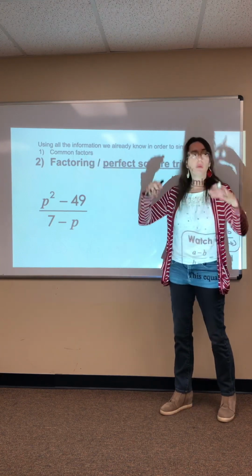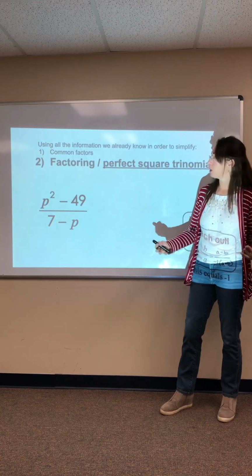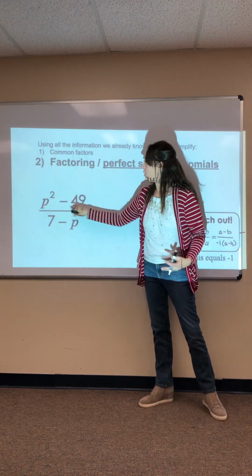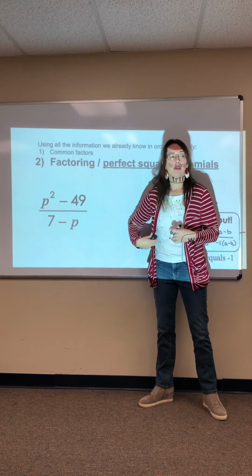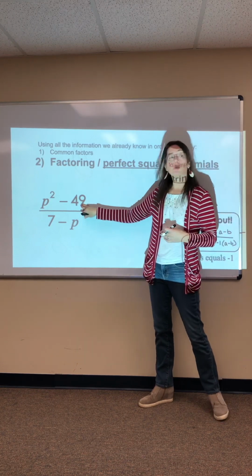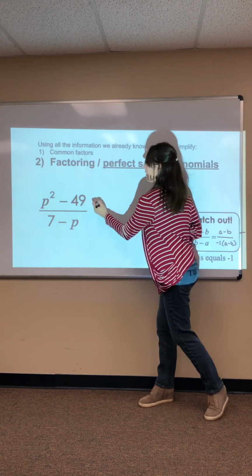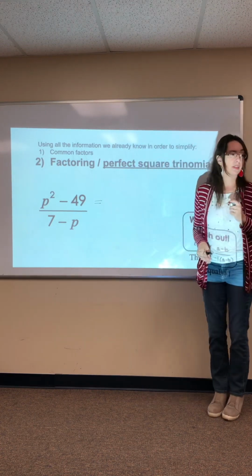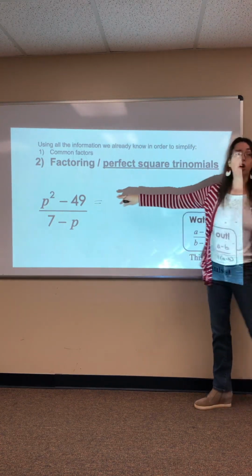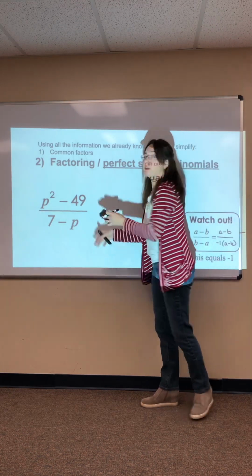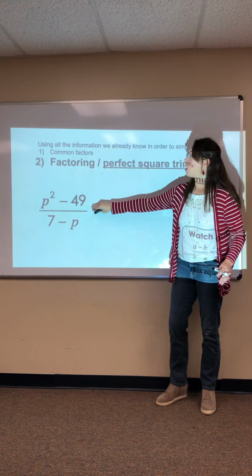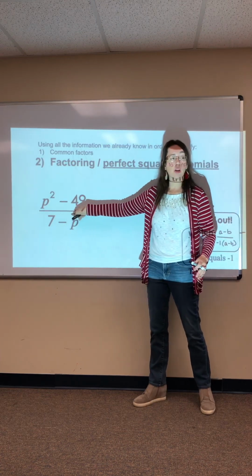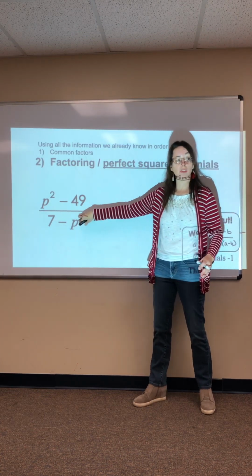So now how can we break this apart and make it smaller? The top is p squared minus 49. Does this look familiar? Yeah. Square roots. It would be square roots if we had an equal sign, right? But we're not solving for p. We're just trying to break him apart smaller. Okay? So this was our perfect square, or our difference of squares.